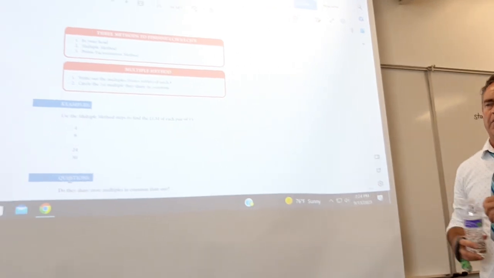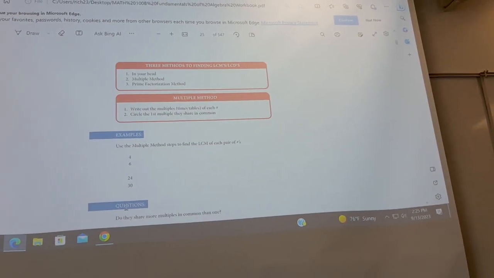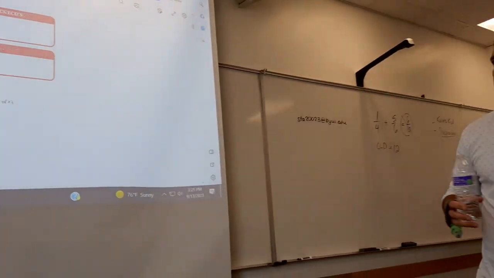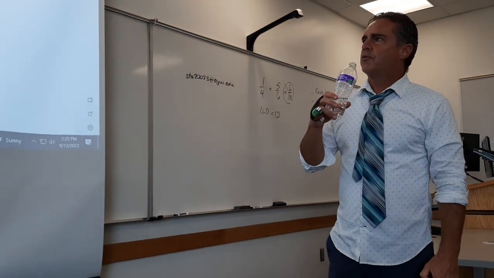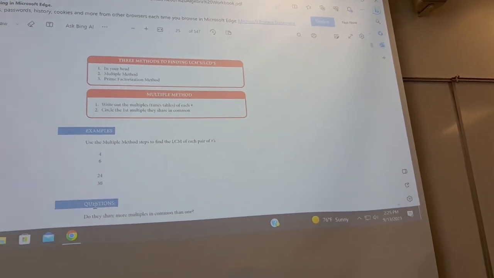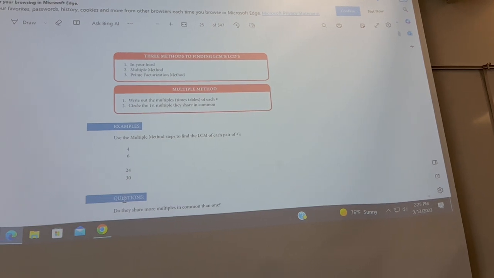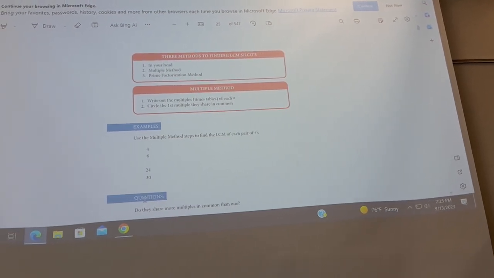To give you some kind of a clue that, since they're not in red, if you have a highlighter pen, you want to highlight them, or put a star by them, but just mark them in some way, shape, or form. There are 3 methods by which we can find LCMs and LCDs. The first method is the illustrious in your head method, okay? Which means sometimes you look at a problem and you know the answer in your head.